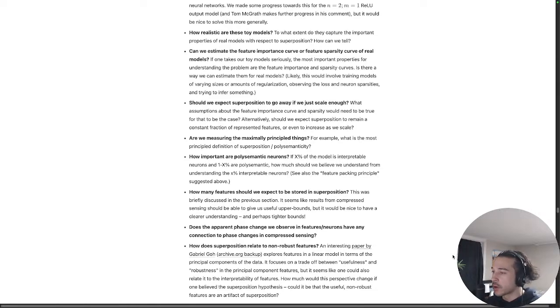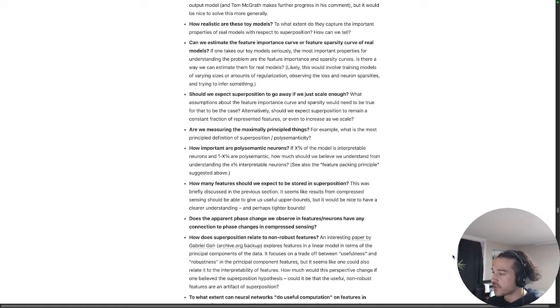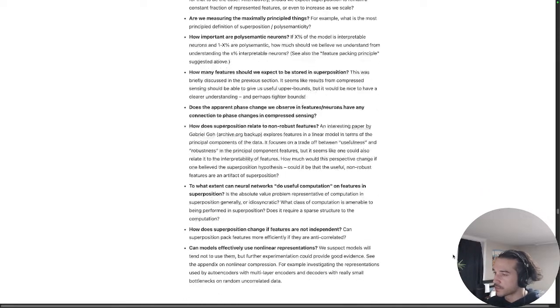How important are polysemantic neurons? If X% of the model is interpretable neurons and 1 minus X% are polysemantic, how much should we believe we understand from understanding the X% interpretable neurons? See also the feature packing principle suggested above. How many features should we expect to be stored in superposition? This was briefly discussed in the previous section.